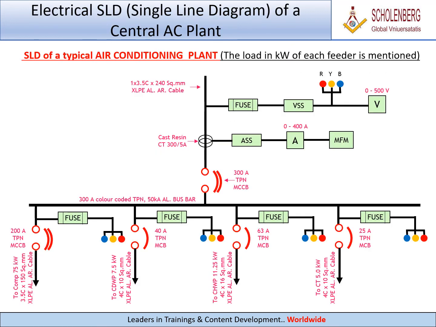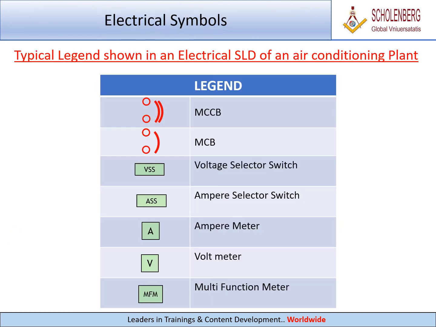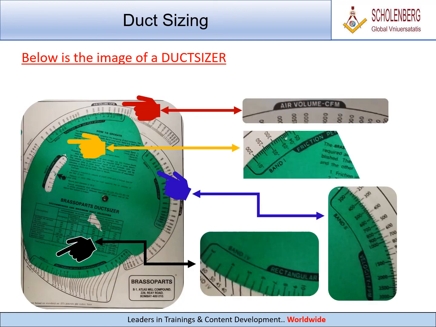SLD of a typical air conditioning plant, the load in kilowatts of each feeder is mentioned. Typical legend shown in an electrical SLD of an air conditioning plant. Below is the image of a duct sizer.